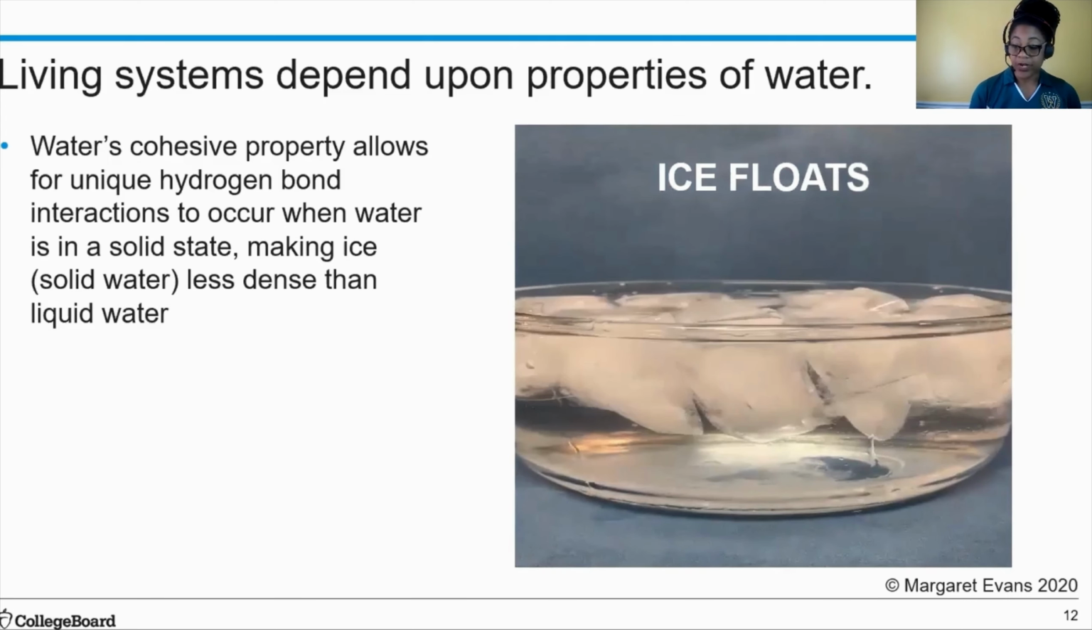leaving liquid water underneath. Now, how is this an important property for living things? Well, aquatic organisms are still able to live in water in freezing climates because the water will freeze on the surface, leaving liquid water underneath for those organisms to still thrive.